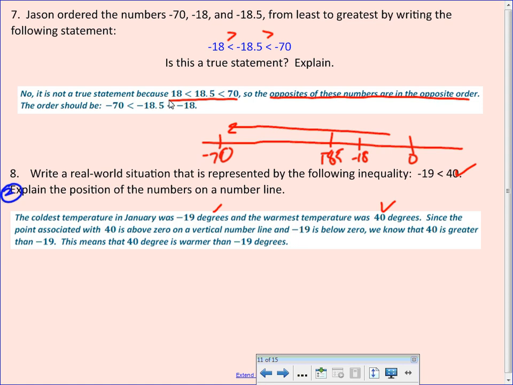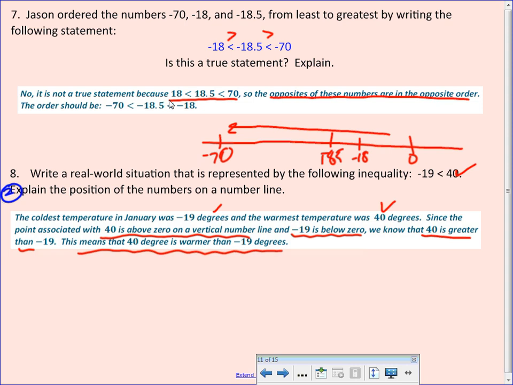So this is exactly what Petrus, you did in your answer. And the same with you, Shuv. You explain where they are on the number line. 40 is above 0 on a vertical number line. Negative 19 is below 0. So we know that 40 is greater than negative 19. This means that 40 degrees is warmer than negative 19 degrees.